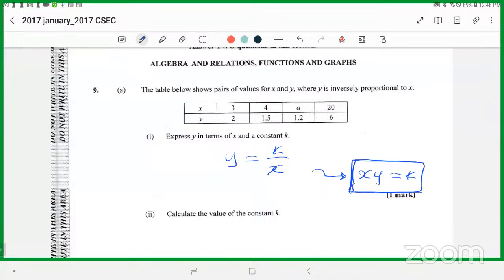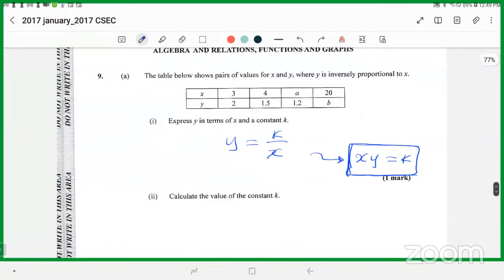All right? Question says, calculate the value of k. Can use this. K is the product of any x and y value like that, for example. So we can write that the k, for example, is 3 times 2, which is 6, using the first pair. We'll use this one if you want. 4 times 1.5, still gonna get 6. So k is 6. The constant is always 6.